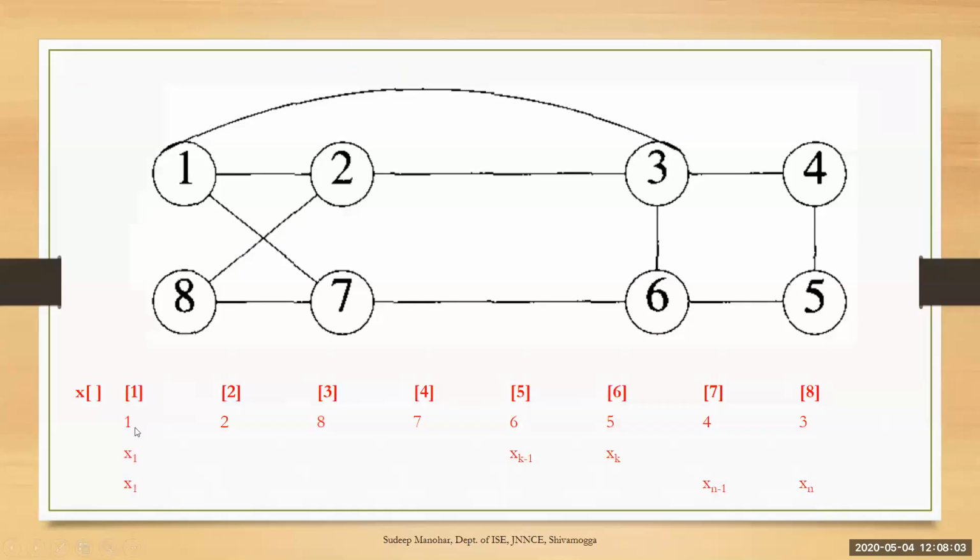Think that you are now using this method, this example, and x of 1 is 1 initially, and all the other values are set to 0. Now you have to find x. What is x of 2?